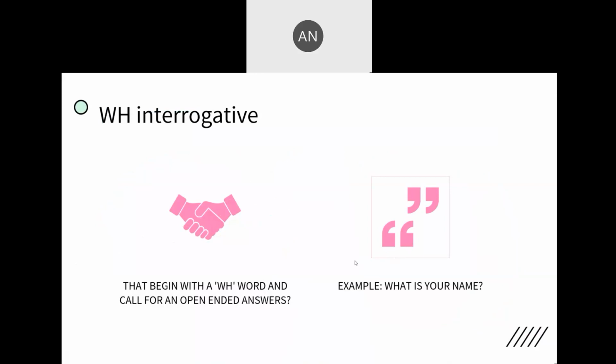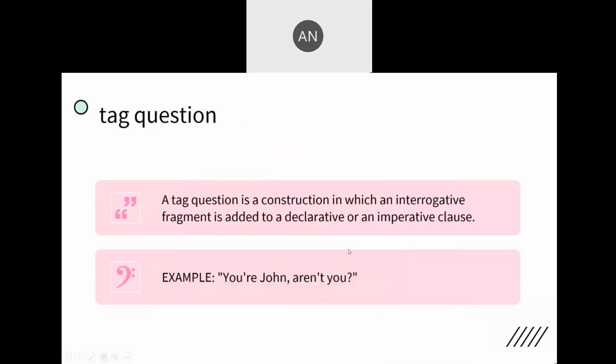WH interrogatives. So in the WH family, which, what, where, when, why. But surprisingly, how also is in the WH family. Though it doesn't begin with WH, how is also included in the WH family.